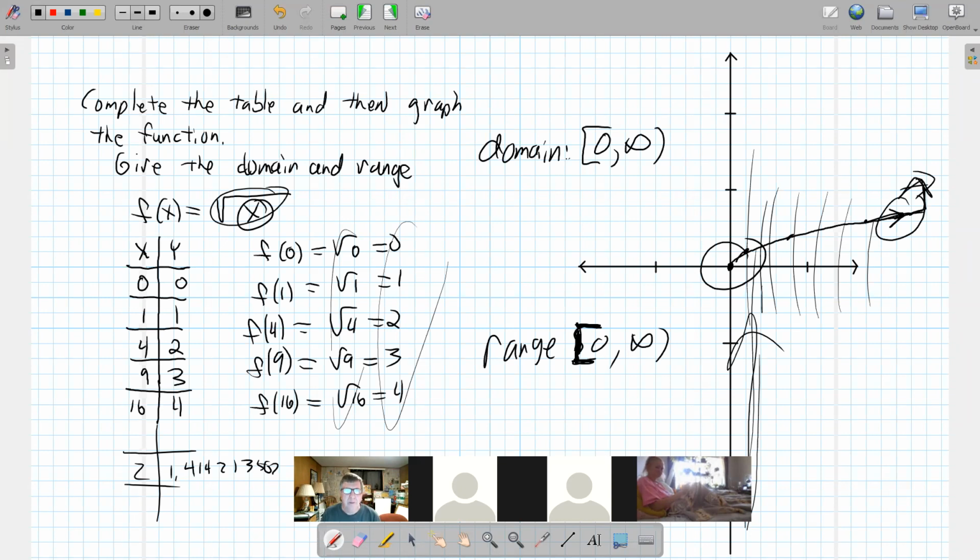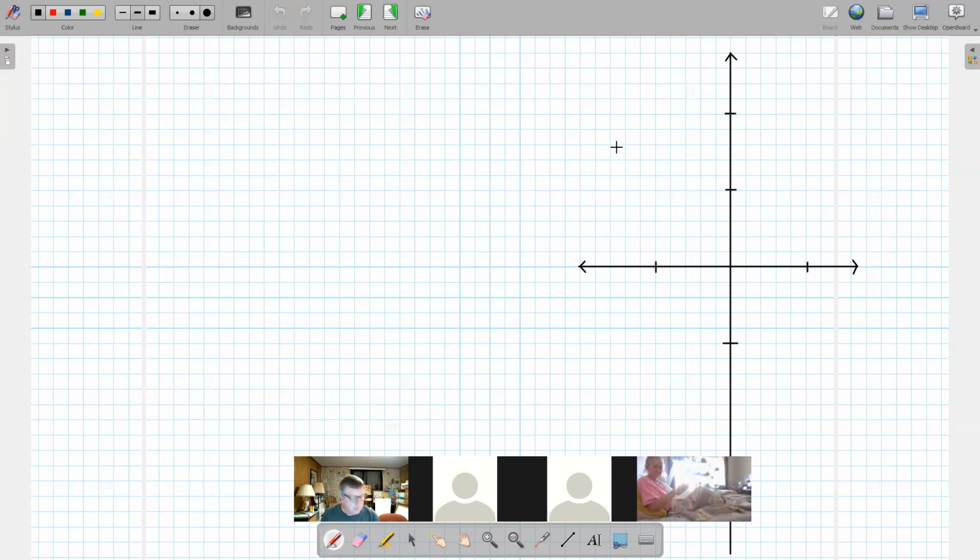All right, let's take a look at another example. Same directions, complete the table and then graph the function. And here we have f of x equals the square root of x plus 2.